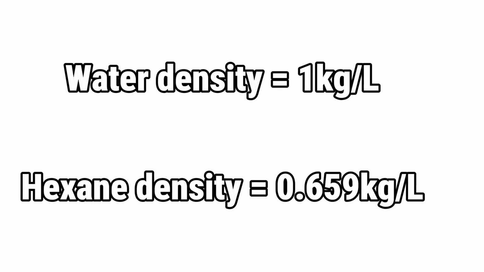Another physical property that we should keep in mind is the density. In the case of water, it is 1 kilogram per liter, and in the case of hexane, a hydrocarbon, it is 0.659 kilograms per liter, which is a huge difference. This also explains why oil rises to the surface of water instead of sinking or mixing with it.